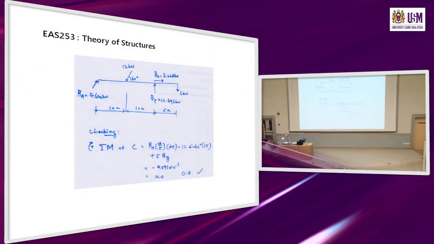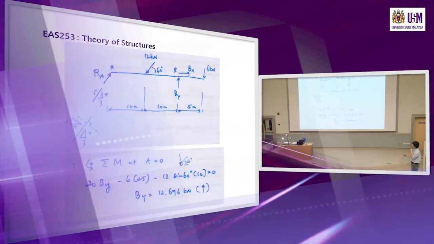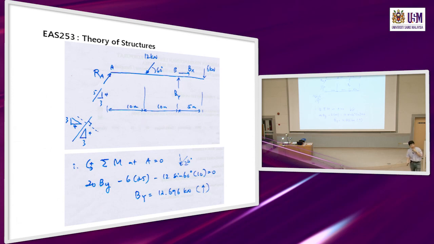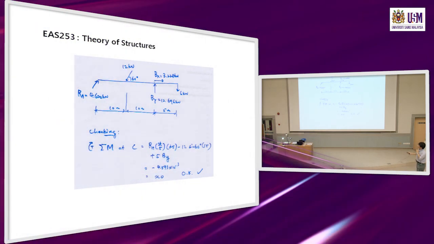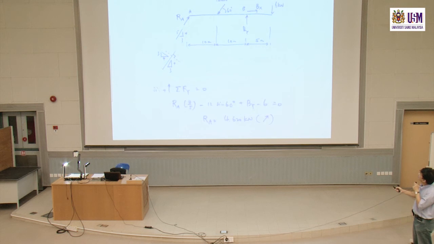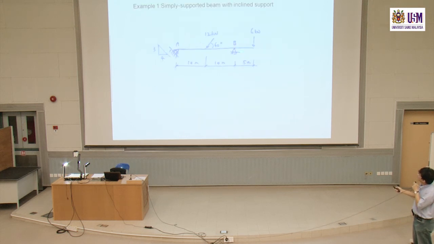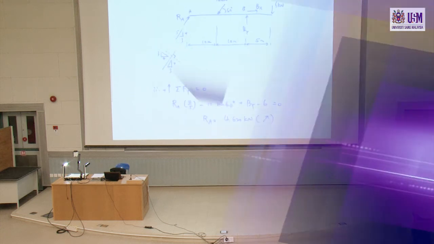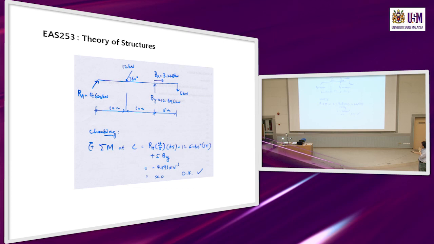And finally, to do some checking, this is not necessary in the steps, but in order to prove that your answer is correct, you can do some checking. Normally for checking, we take moment at some other point. You already took moment at point A, so to do checking, don't take moment at point A again. You take moment at other points. For checking, summation of moment at C. I think C is here. Okay, this summation of moment at C here.